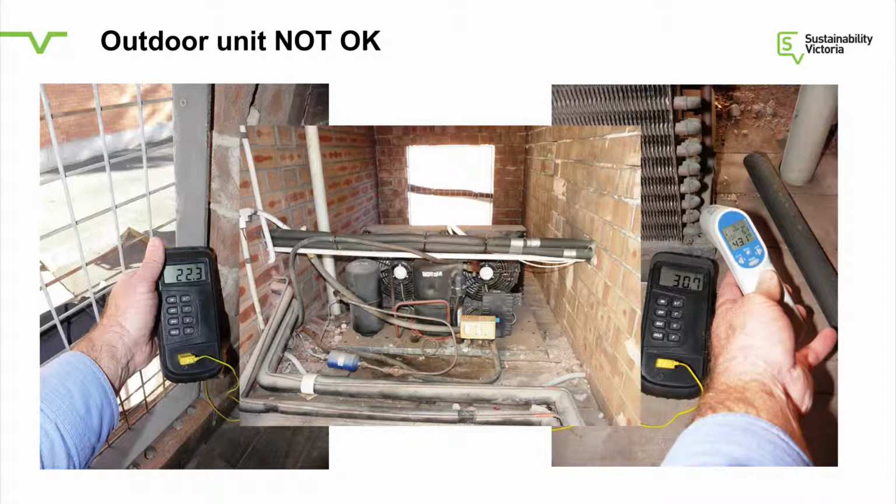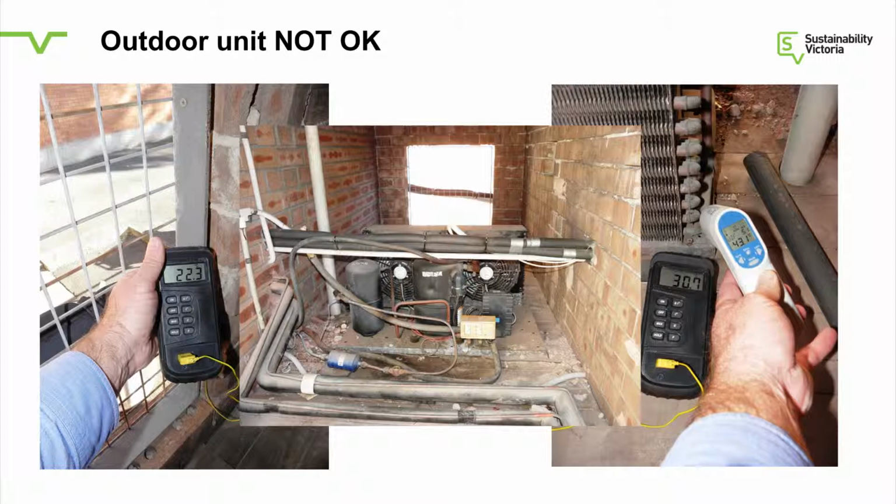And then on another day, I went to this unit where the air coming through the brick wall was 22 degrees, as shown on the left picture. But by the time the air got to the condenser, it was now already at 30 degrees. And the liquid coming out of the condenser was 43.